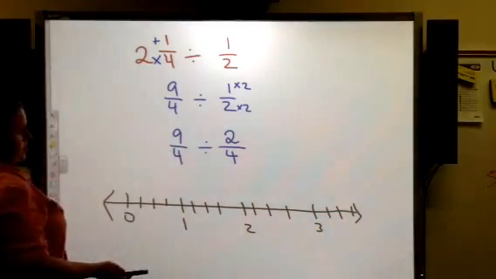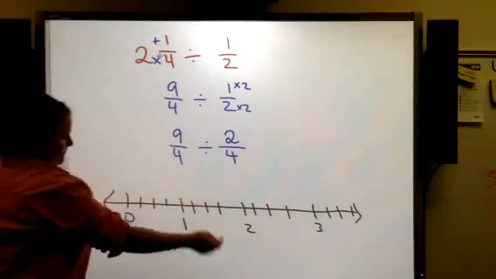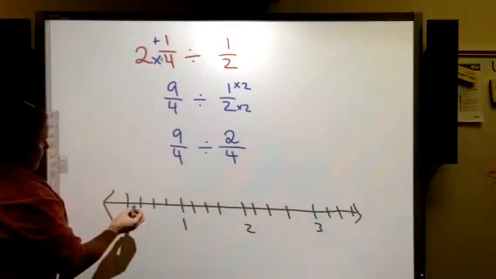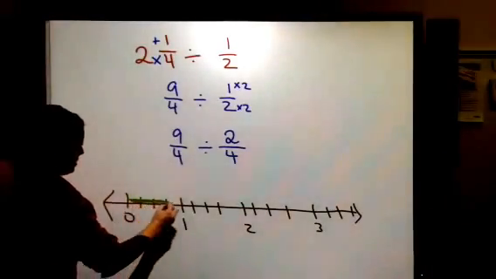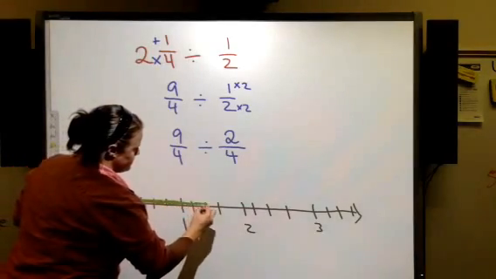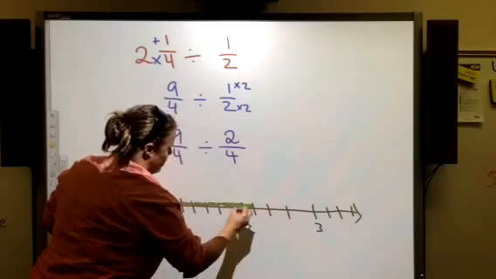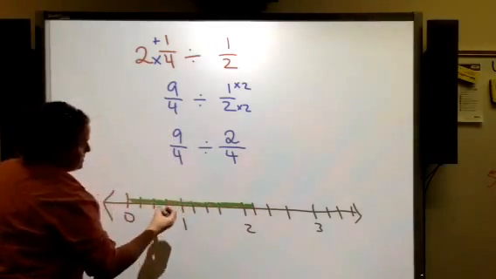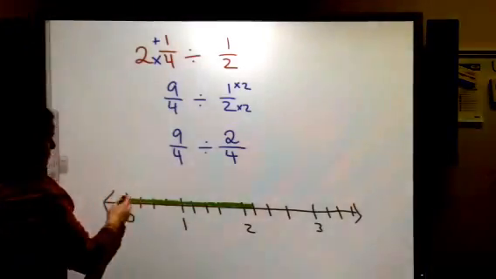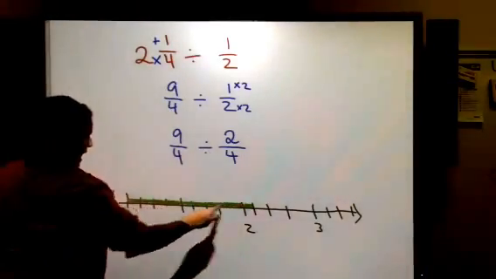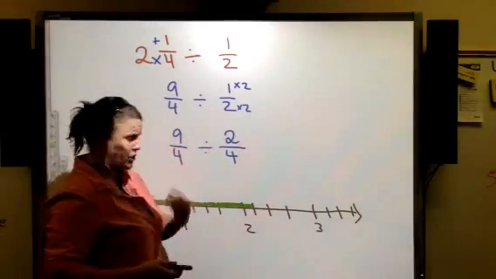And once you've got it into 4 parts, now I'm going to represent what 9/4 looks like. So I've got 1 part, 2, 3, 4 parts, 5, 6, 7, 8, 9. So I've got 9 parts shaded in. Keep in mind, you're counting the space between the lines, not the actual lines. So that's 9/4.